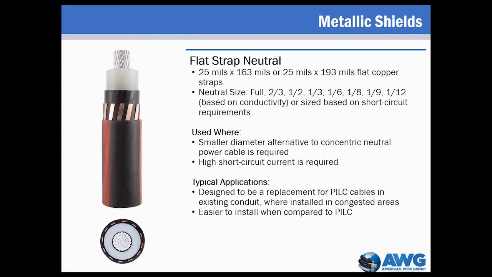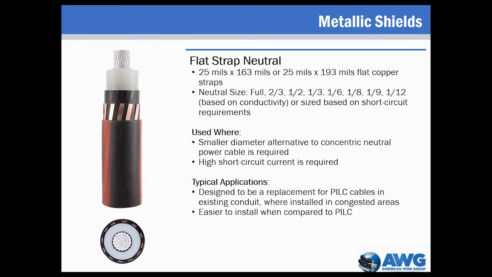Flat strap shields usually consist of solid rectangular bare copper straps, ranging in size depending on the manufacturer. As with a round concentric wire shield, the size is typically based on conductivity, but may instead be based on a minimum specified short circuit capability.